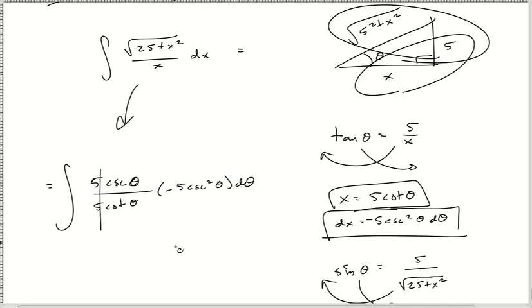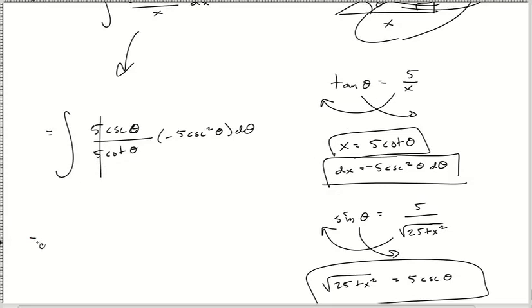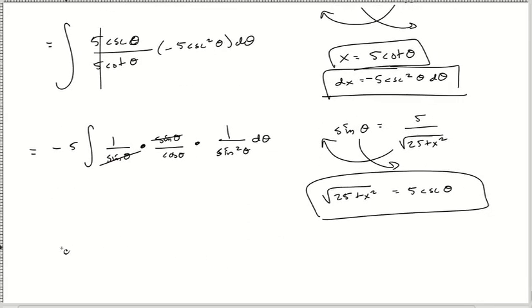All right, these fives cancel. That's about it. So negative 5 will come to the front. I've got 1 over sine. My cotangent in the bottom is a tangent in the top, which is basically a sine over cosine. And then I got cosecant squared, which is again 1 over sine squared this particular time. These can cancel. So I got that far, and so I'm kind of stuck.